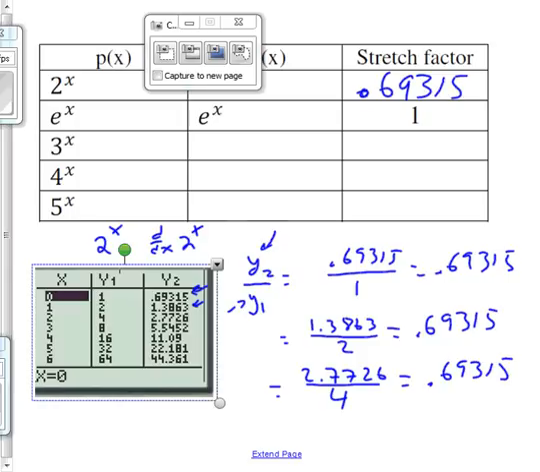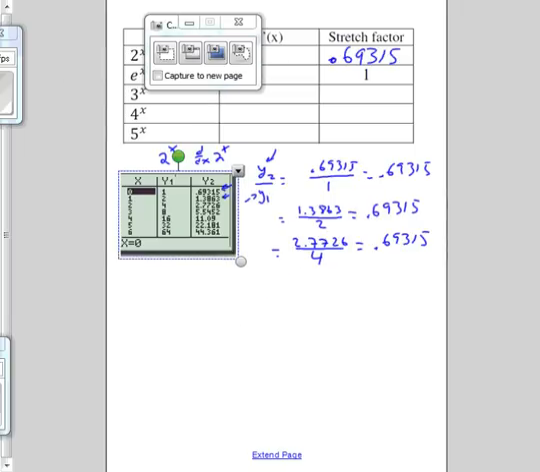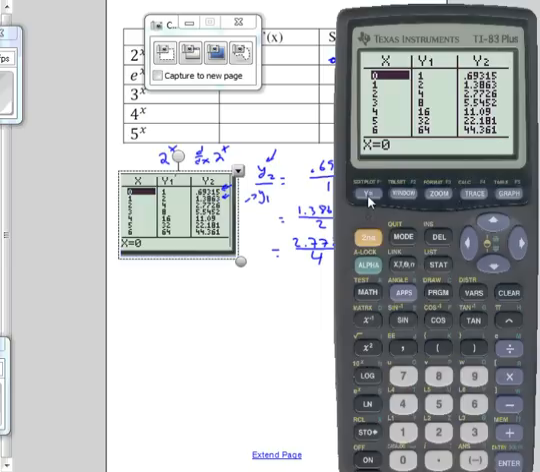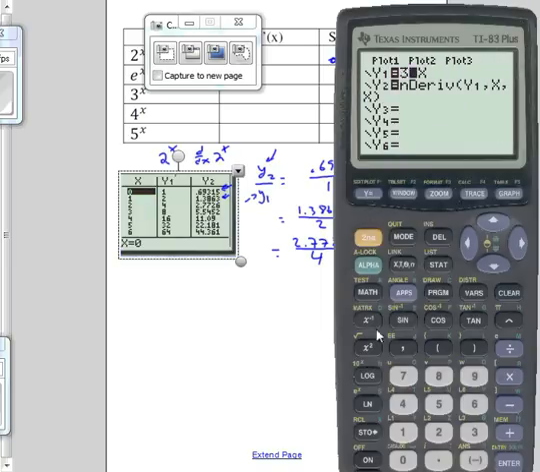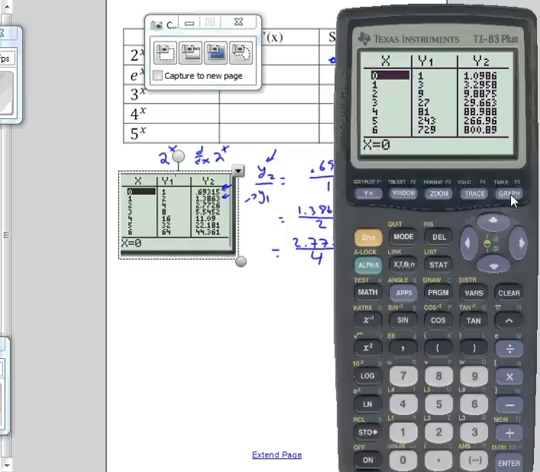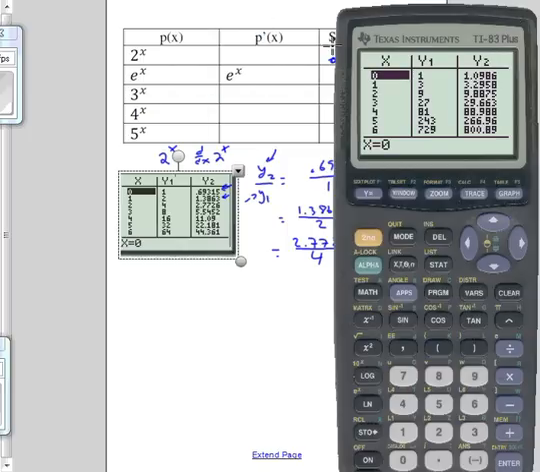Now let's do the same thing for 3 to the x. Get out your calculator, and we're going to put in 3 to the x and look at the table. I'll take a picture of this just so that we can see it easily.